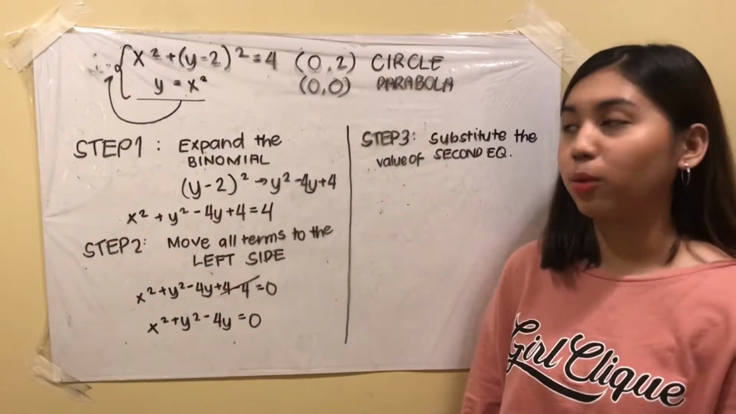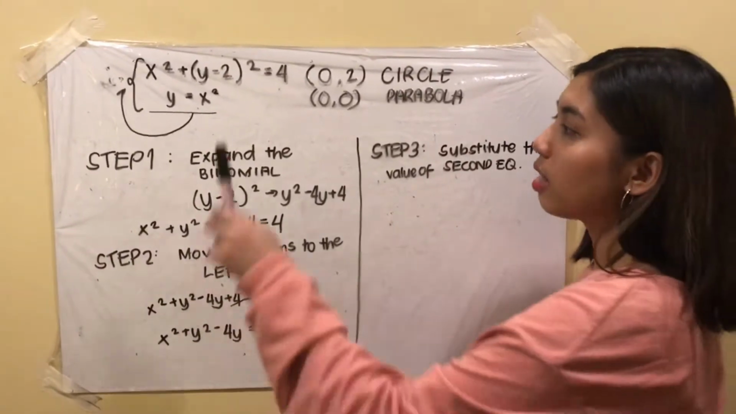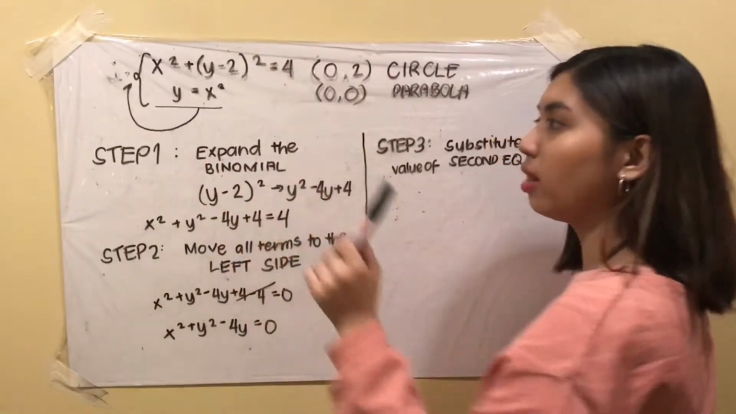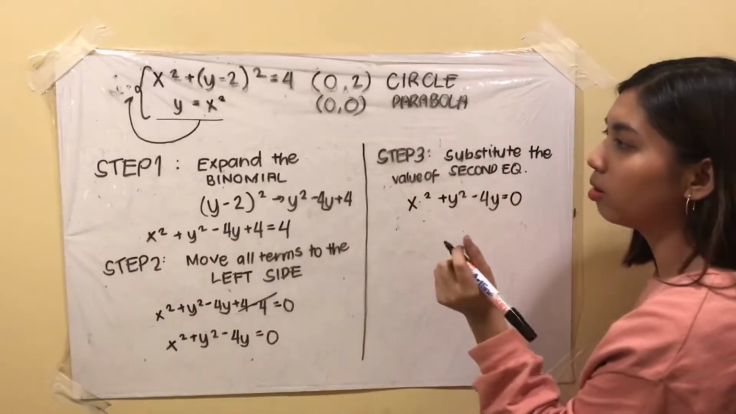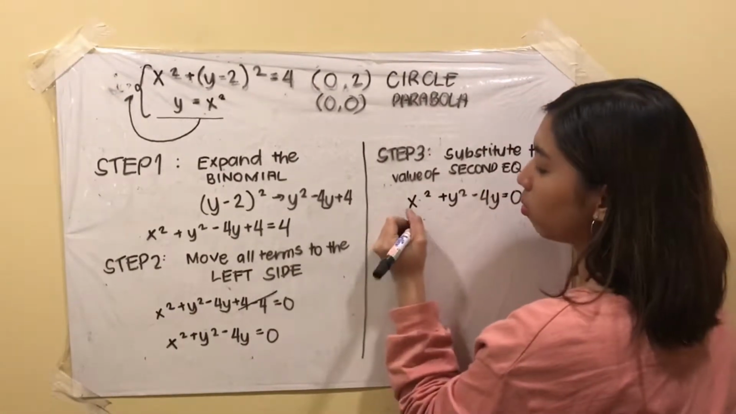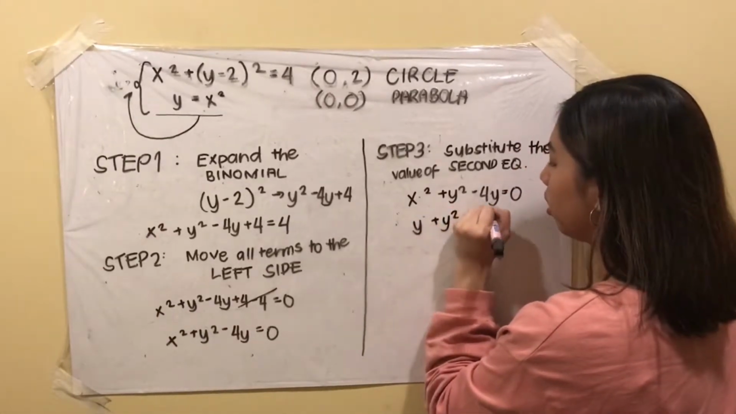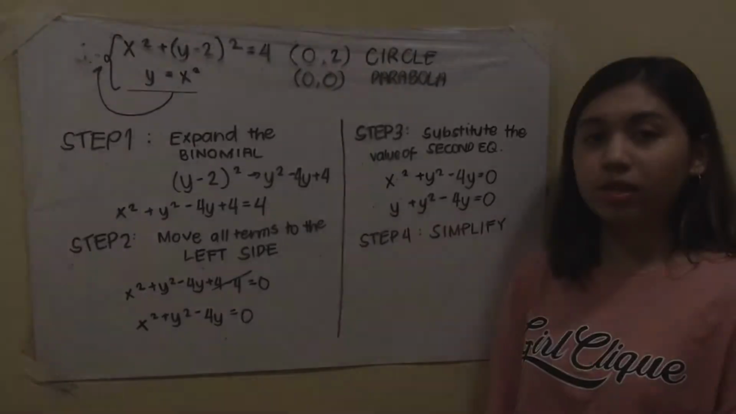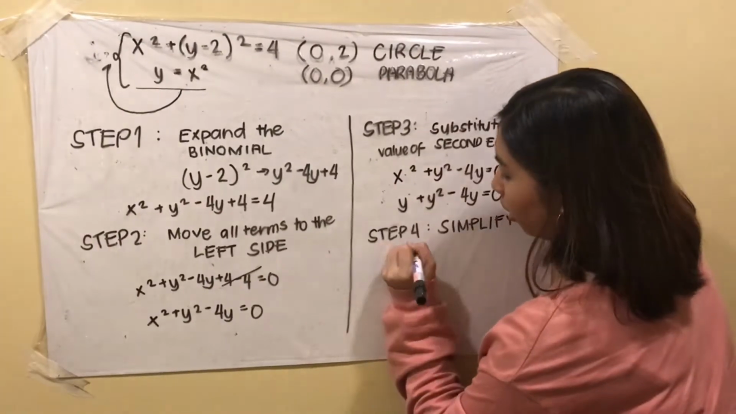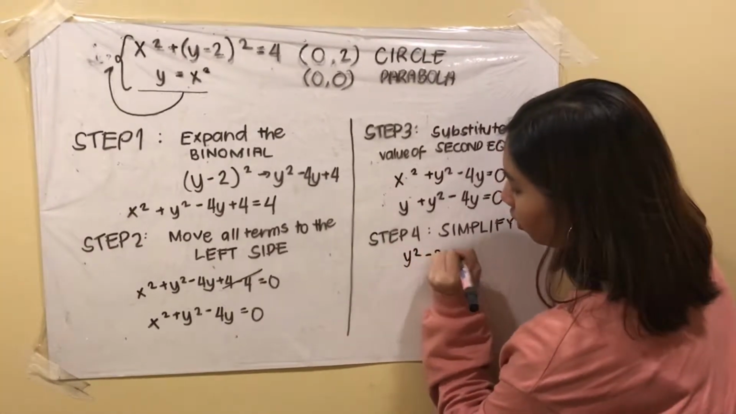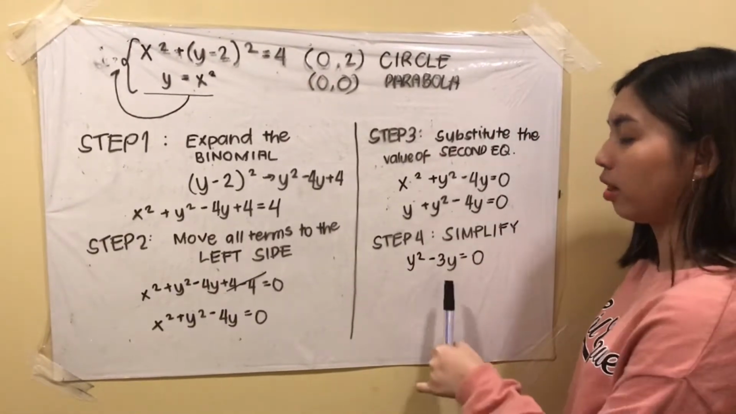The third step is to substitute the value of the second equation into the first equation. Since x squared is equal to y, we can now substitute y into the first equation. So it will now be y plus y squared minus 4y equals 0. The fourth step is to simplify the equation. So the equation would now be y squared minus 3y equals 0, since negative 4y plus y is equal to negative 3y.